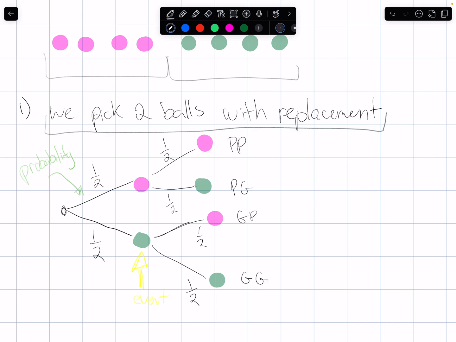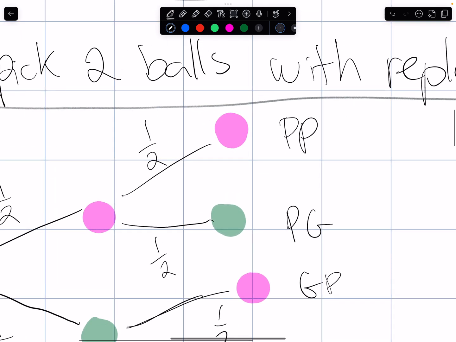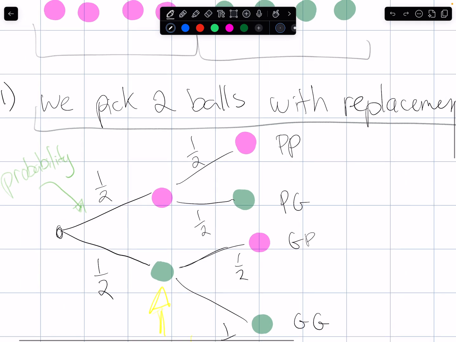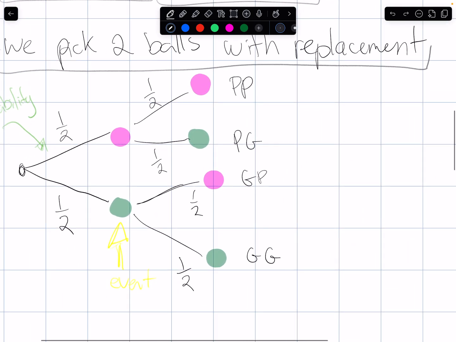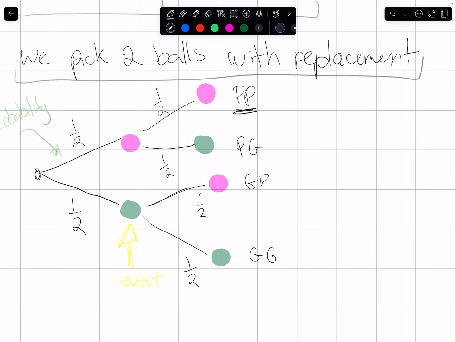Initially, I want you to notice that if we add the two branches of that initial stem, we get 1. A half and a half is 1. The other cool thing to notice is how we calculate the probability of pink and pink: if we want to know our final outcome, we need to multiply along the chain. So we have a half, and we look at what is the probability of getting pink?